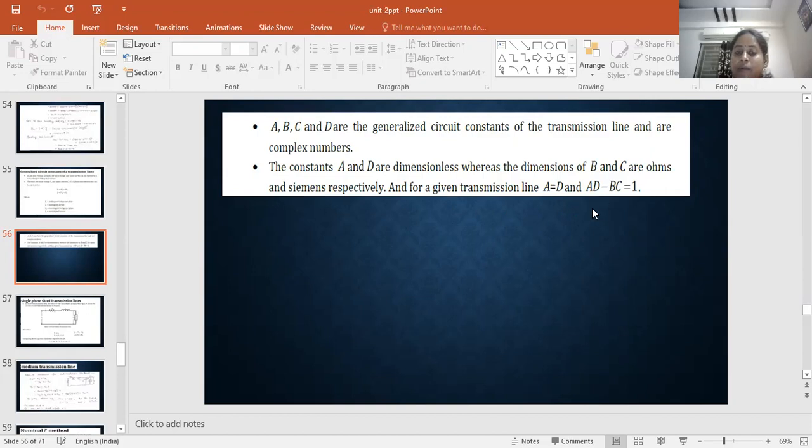And one more point is that for any given transmission line, these conditions must be satisfied. Only when these two conditions are satisfied can the calculation of these ABCD generalized circuit parameters be done. For a given circuit the two conditions are A equal to D and AD minus BC equal to 1. Okay, these two conditions must compulsorily be satisfied.